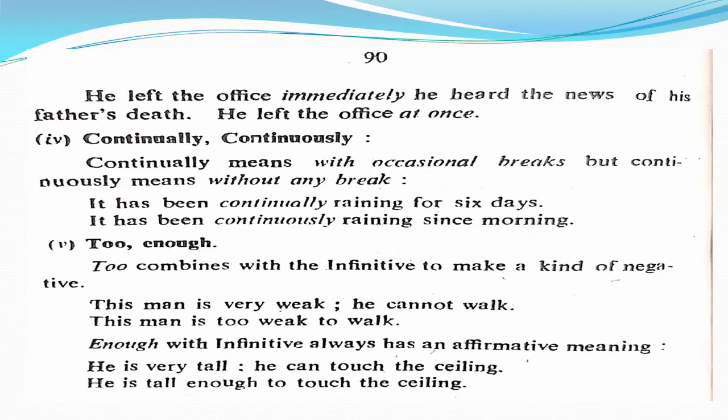Number 5, too and enough. Too combines with the infinitive to make a kind of negative. Okay? For example, this man is very weak, he cannot walk. This man is too weak to walk. Okay? Enough with infinitive always has an affirmative meaning. Okay? He is very tall, he can touch the ceiling. He is tall enough to touch the ceiling. Clear?